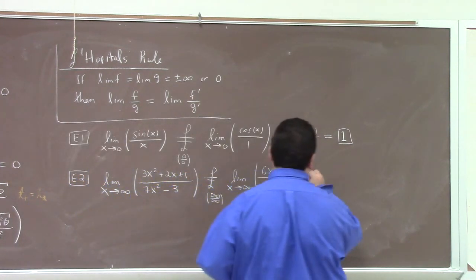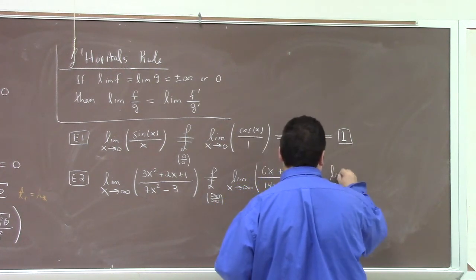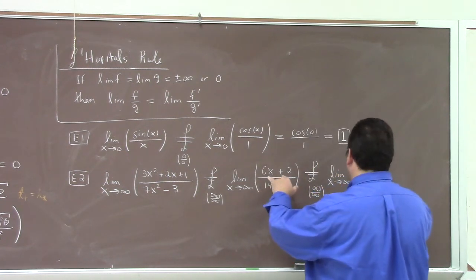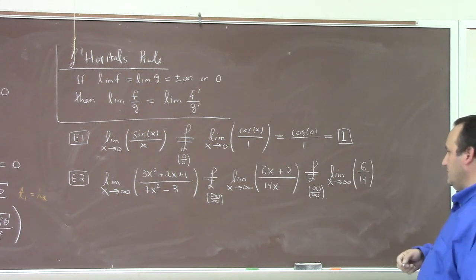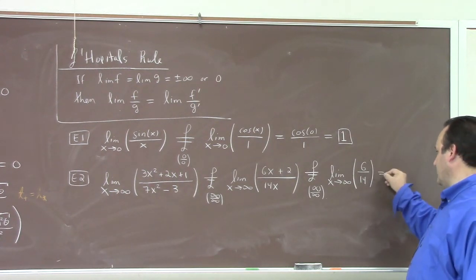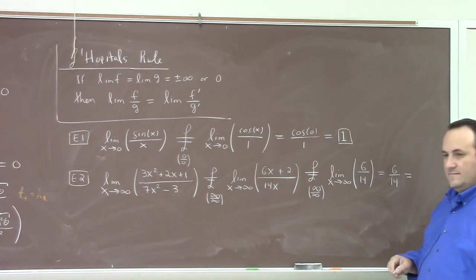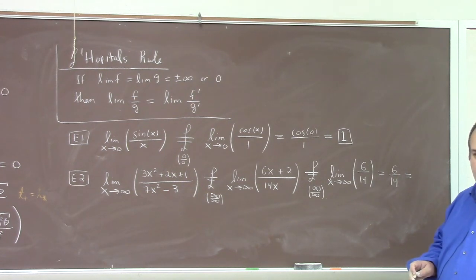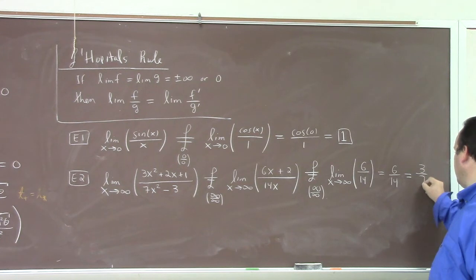So L'Hopital's rule, over limit as x goes to infinity, differentiate, I get 6 over 14. And that we can calculate, right? That is just 6 over 14. And it is not an accident that that simplifies to what? 3 over 7. What's the significance of 3 and 7?